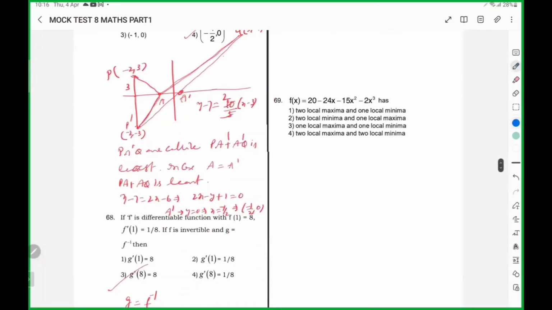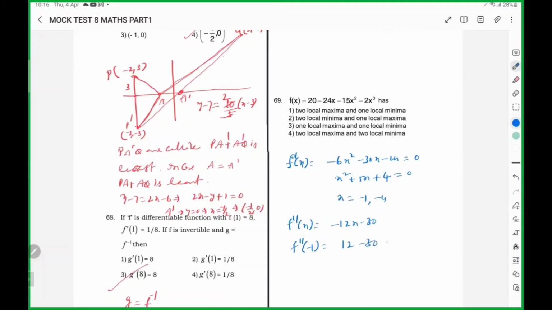Here, if you take f x, f dash x will be minus 6x square minus 30x minus 20. x square plus 5x plus 4 is 0 at minus 1 comma minus 4. f double dash x you write as minus 12x minus 30. f double dash at minus 1 is 12 minus 30, negative. So at x equal to minus 1, the function has a maximum. f double dash at minus 4 is 48 minus 30, 18, greater than zero.